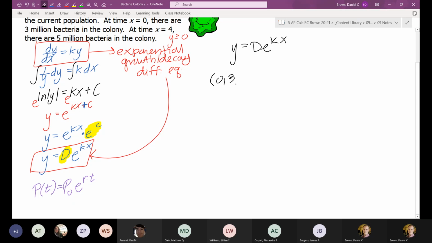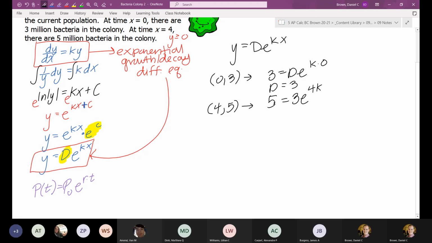At 0, there's 3 million bacteria. Let's plug in that initial condition. So 3 would be equal to d e to the k times 0. Well, k times 0 is 0. E to the 0th power is 1. So we know that d is equal to 3. Then they give us another initial condition. At 4, there are 5 million bacteria. So 5 would be equal to 3e to the k times 4.